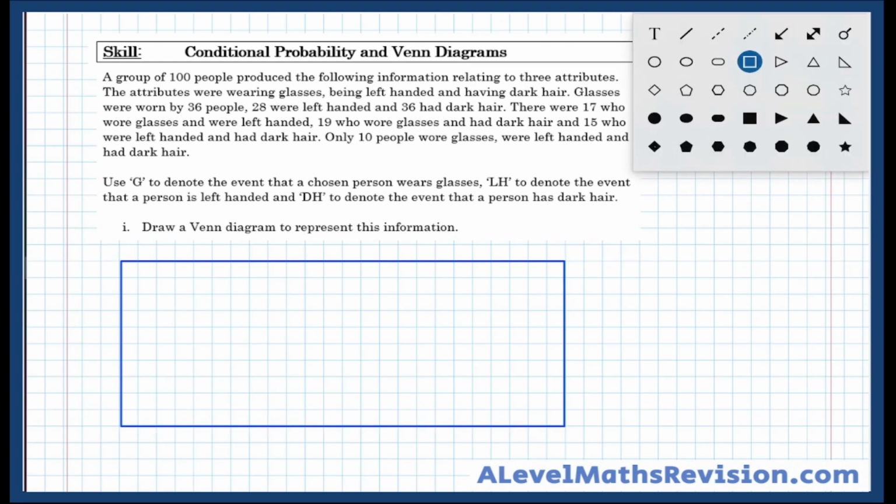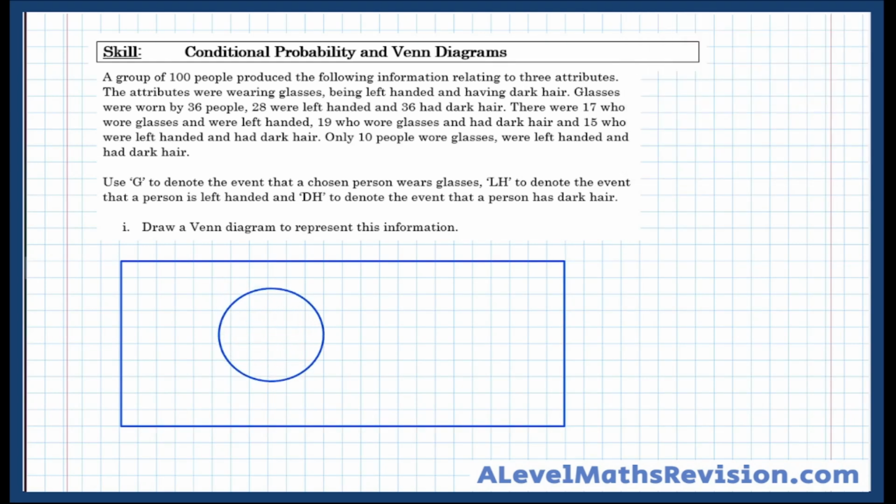So 3 circles, each overlapping. Like that. And let's use the abbreviations that they've specified. So we've got G is somebody wearing glasses. Then we've got LH for left-handed and DH for dark hair. Now, what we should do first is look at the region with the most overlap. So this one here, where all 3 are overlapping, is what we should try and do first. So it said only 10 people wore glasses, were left-handed and had dark hair. So 10 will go in that most overlapping region there.